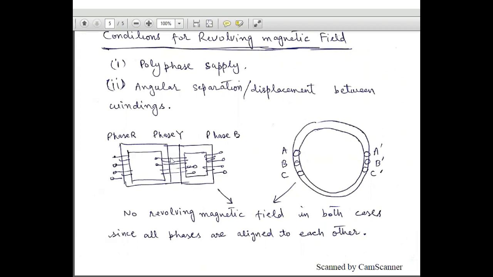So this is a three-phase transformer, and here we have a polyphase supply, but there will be no revolving magnetic field. Again, similarly for this type of stator in which the winding axes are collinear, then again there will be no revolving magnetic field.